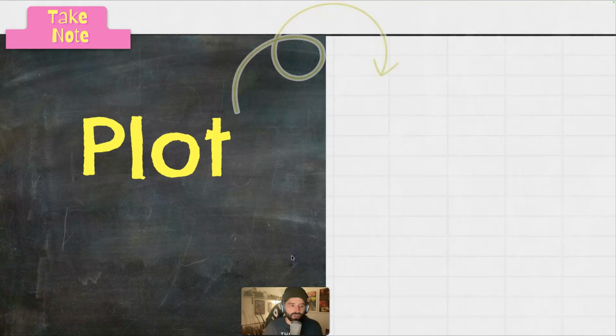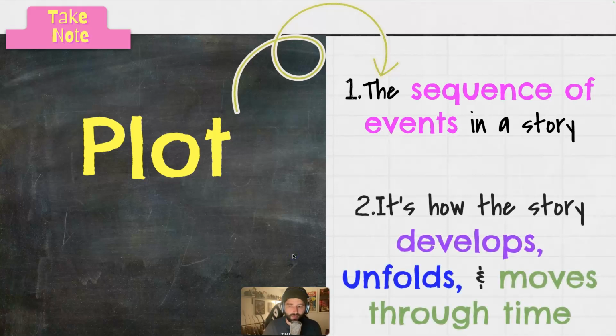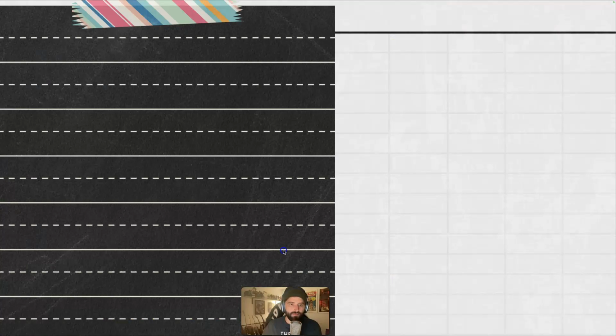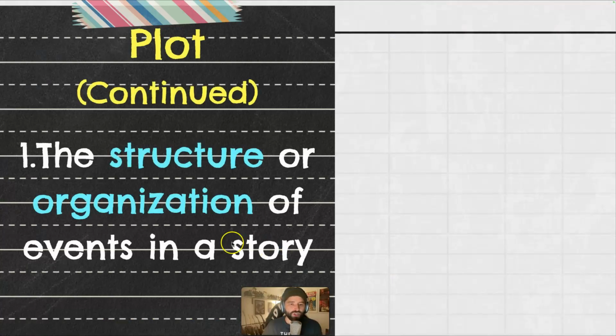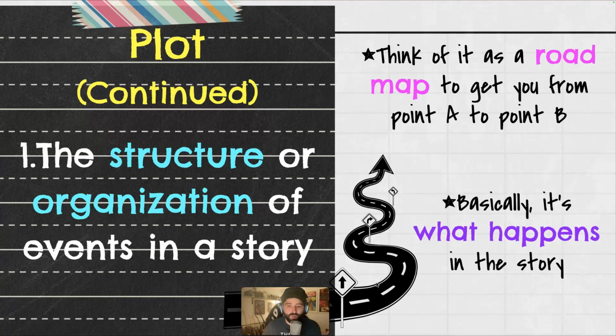And then our last one, which is going to encompass the rest of our video here, is plot. Now, plot is the sequence of events in a story. It's how the story develops, unfolds, and moves through time. So to continue with plot, it is the structure or organization of events in a story. I'm just giving you all these different ways to start thinking about plot. How is the story structured? Think of it as a roadmap to get you from point A to point B, or from the start to the finish, right? That is plot. Now, basically, it's what happens in the story. So plot, beginning, middle, and end of a story, right?